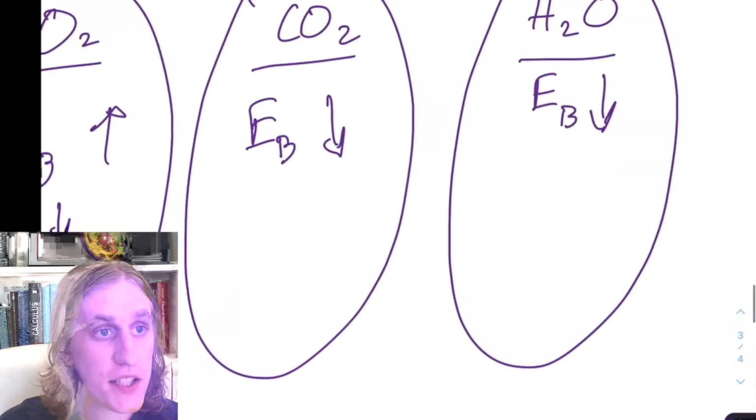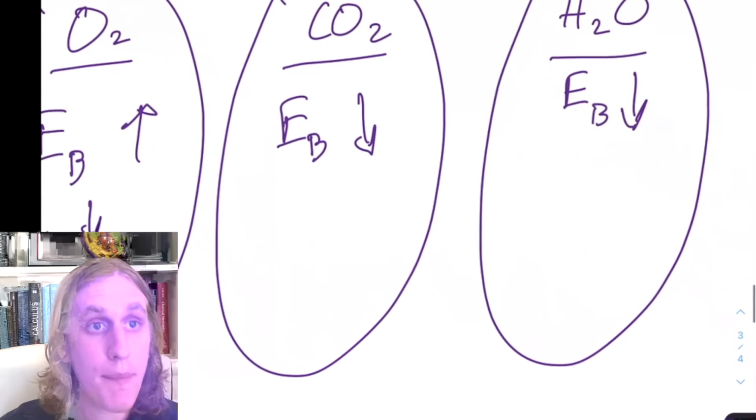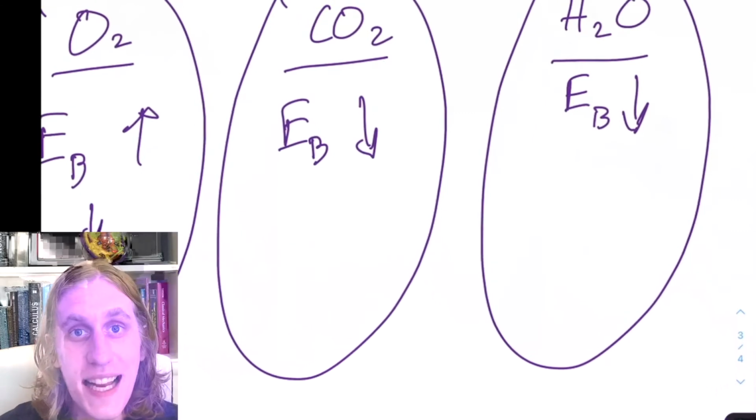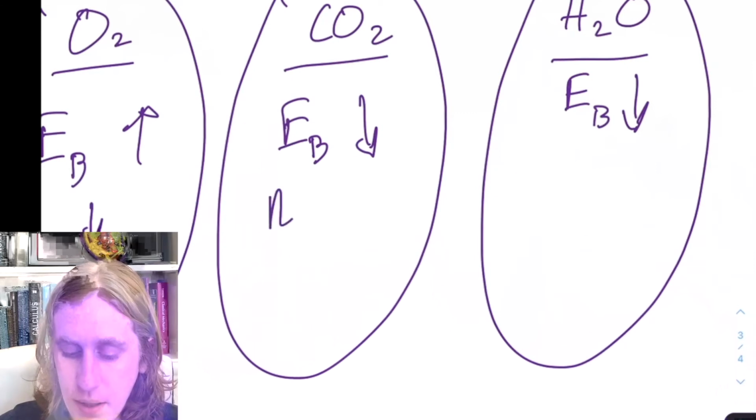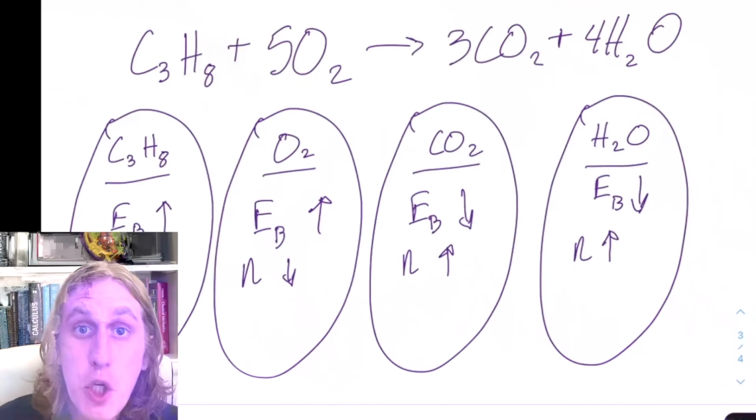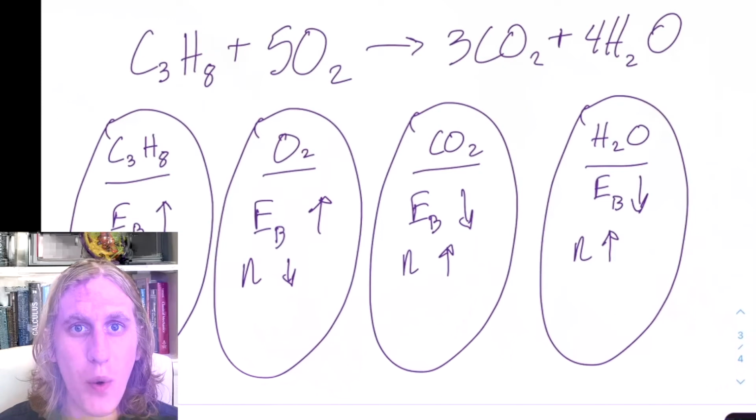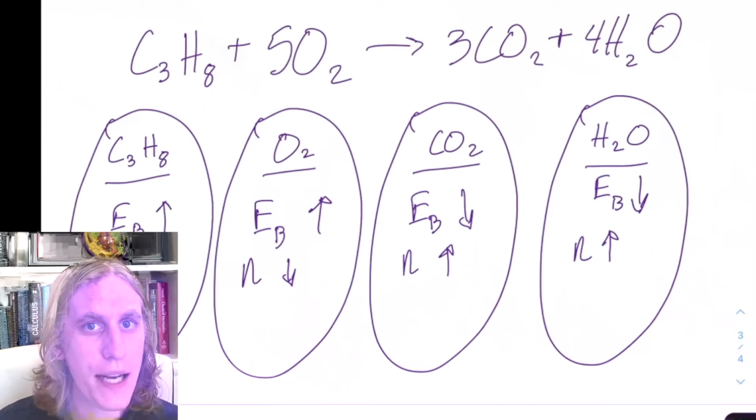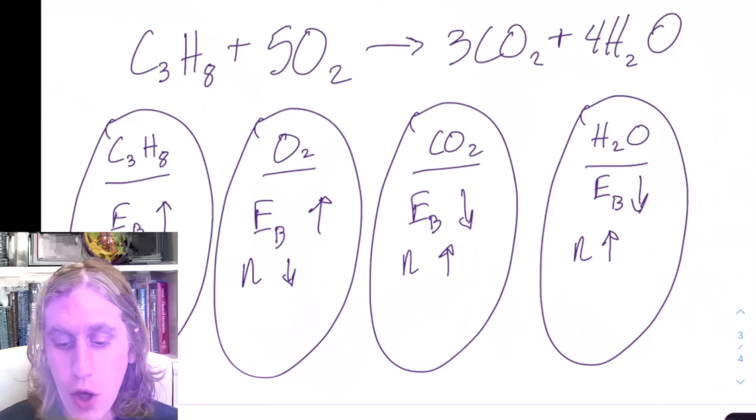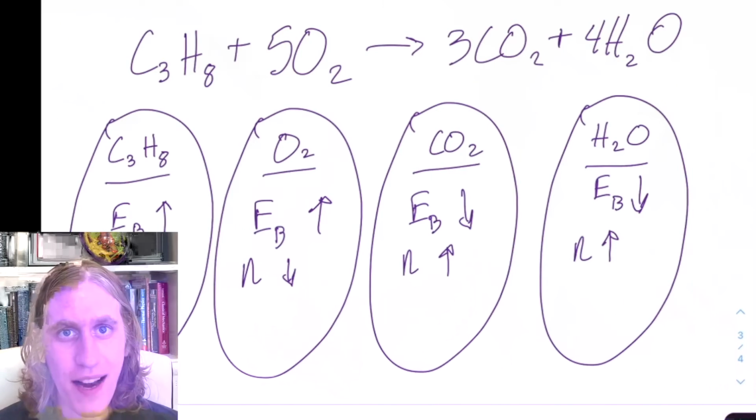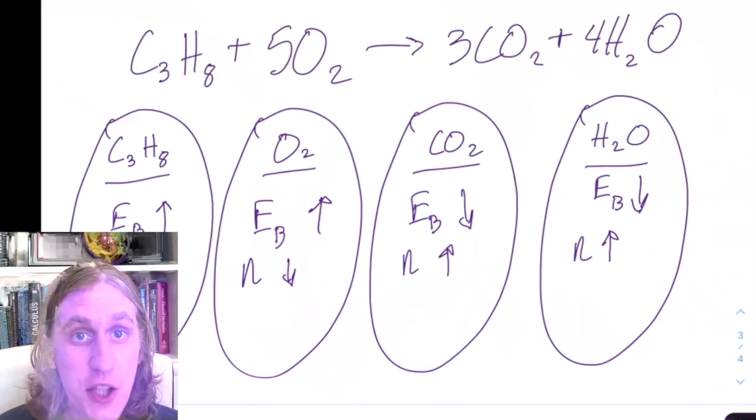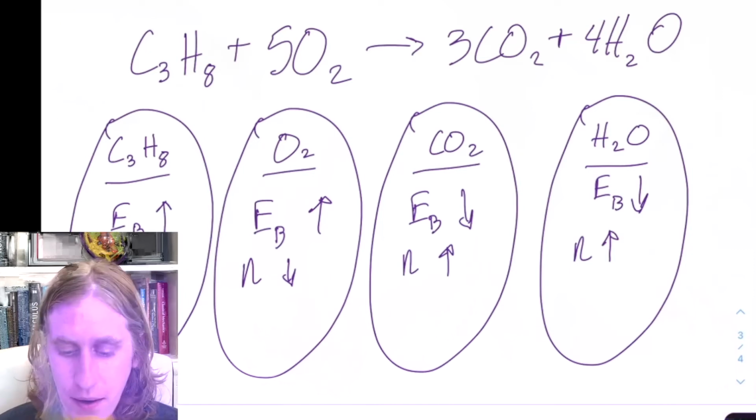For the carbon dioxide and the water, it's the exact opposite. We know the bond energy is decreasing because the number of moles of these substances is going up. But we can even do better than this. This chemical equation tells us exactly how many moles we start and finish with, so we can include that in our energy interaction diagram. In general, the more information you can include in your energy interaction diagram, the better.